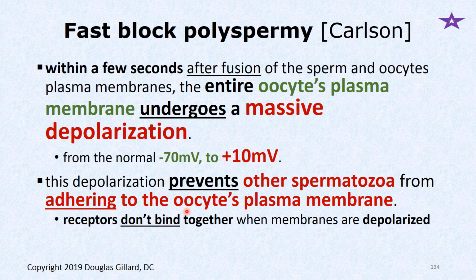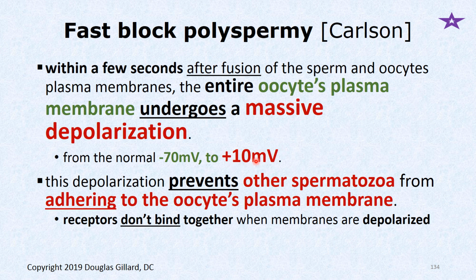So within seconds after fusion of the sperm and the oocyte's plasma membranes, the entire oocyte plasma membrane depolarizes like crazy. A massive depolarization occurs, and this is one mechanism. We didn't talk about this, but a normal membrane needs to be about negative 70 millivolts in order for a sperm to be taken through by endocytosis. If you're down to negative 40, or if you're positive, other sperm can't get through.